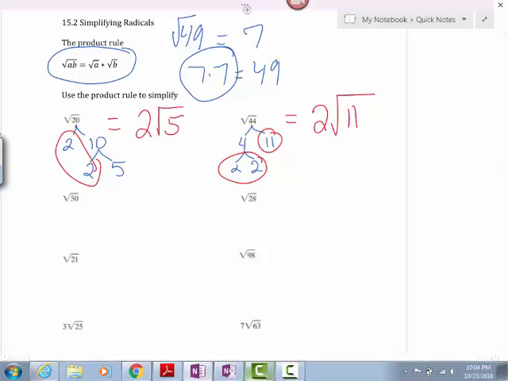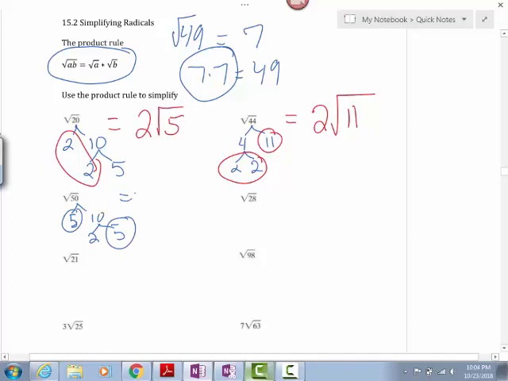Okay. So continuing here, 50, I might think about that as 5 and 10. I can't break down 5. 10 I can break down into 2 and 5. Again, I want you to notice we have a pair of the number 5s. So the number 5 is going to come outside. That one is not paired up, so it needs to remain inside.